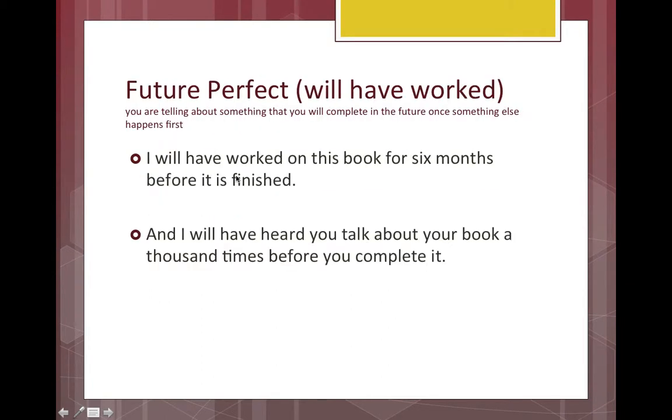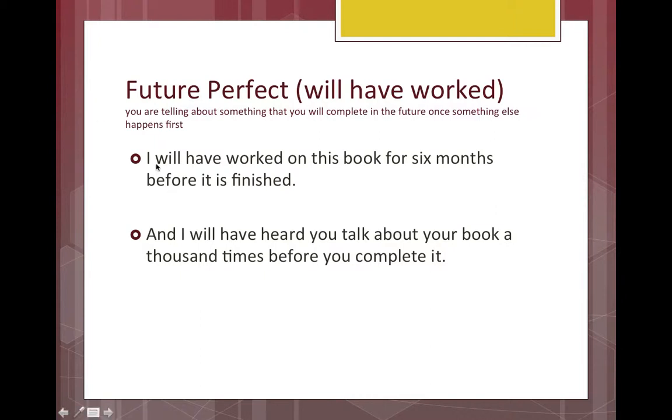Now on to the future perfect. Will have worked. So it looks like we've got past perfect here, have and worked, but with the future combined in. So it's telling somebody about something I'm going to complete in the future once something else happens first. That's what the perfect tenses are ideal for, expressing 2 events, and you use the perfect verb form on the oldest one and just your regular tense on the second one.